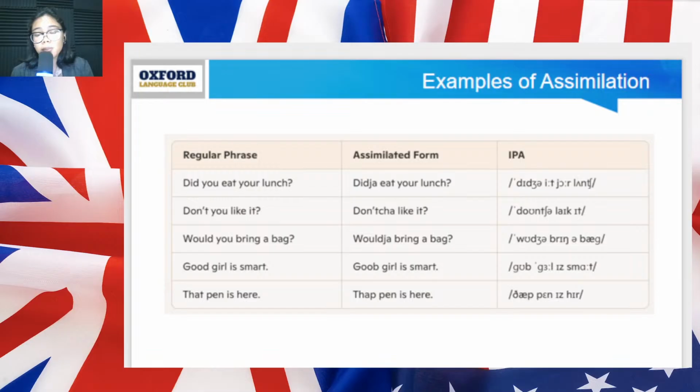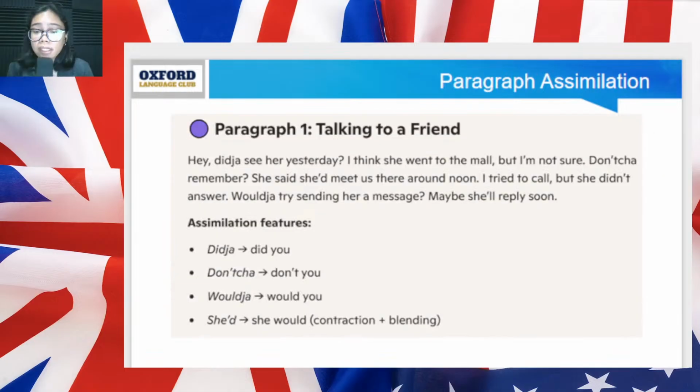Let's practice this. First, say very slowly and clearly. Don't you remember? Now practice the natural assimilated form. Say it repeatedly, focusing on the blended CH sound. Don't you remember? So you can notice how smoothly your mouth moves into the combined sound.